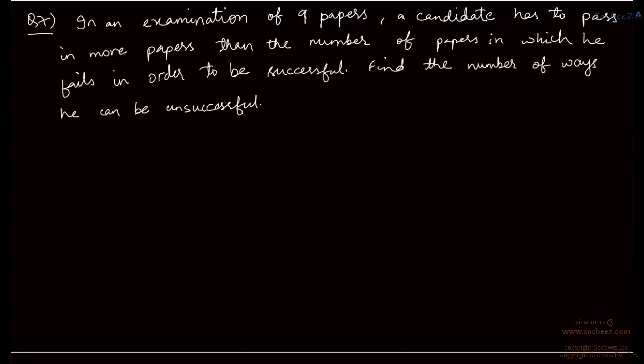In an examination of 9 papers, a candidate has to pass in more papers than the number of papers in which he fails in order to be successful. Find the number of ways he can be unsuccessful. Okay. Now, for him to be unsuccessful, he has to pass in lesser number of papers, or he has to fail in more number of papers than the number of papers in which he passes, right?